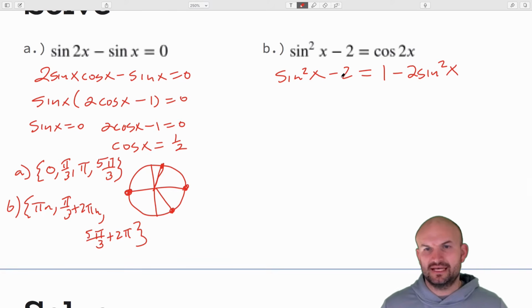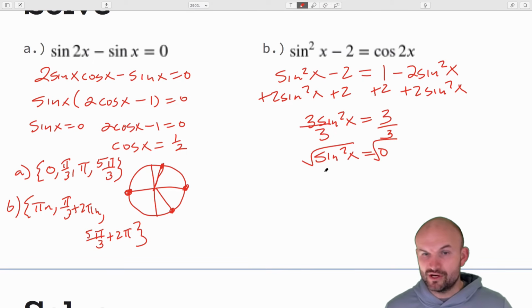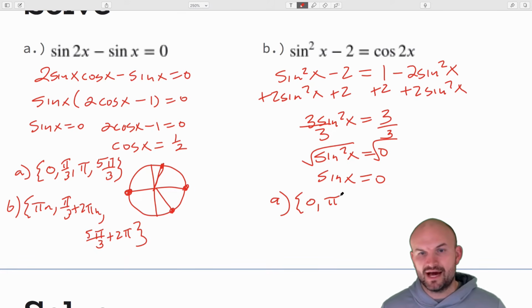And now in this case, let's go ahead and add the 2. Then we'll add a 2 sine squared of x here. Okay, so now we have 3 sine squared of x equals 3. Well, I'll divide by 3, and I have sine squared of x equals 1. And obviously when you take the square root, you're just going to be left with sine of x equals 0. So we already did that over here. So when sine of x equals 0, that's going to be at 0 and pi. So for a, I'm just going to have 0 and pi. And then for all the solutions, it's just going to be 0 plus pi, 2 pi, or 0 plus pi n. Or we could just say pi n.